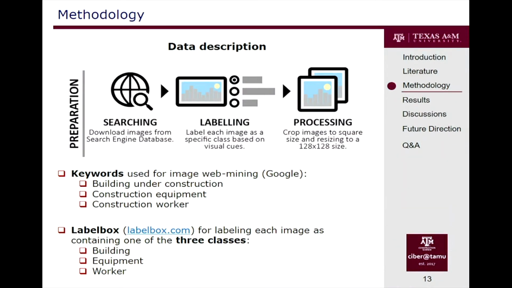Now, specifically to our project, a description of our data: we have collected data using web mining, specifically through Google Images, and we use keywords that are listed here: building under construction, construction equipment, construction worker. We collected our images, and then we use Labelbox to tag each image using a single label as either representing a building, an equipment, or a worker.